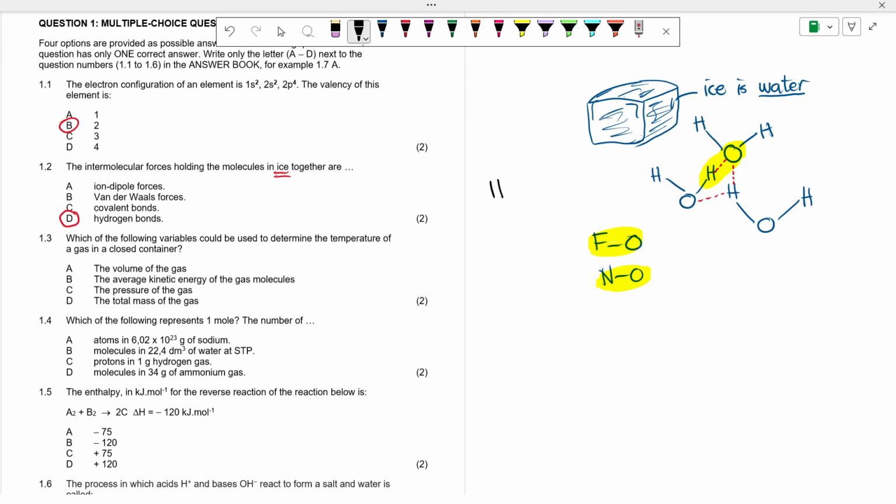Fluorine can come from hydrofluoric acid like this, and you can have, oh, actually I'm making a mistake. It should be fluorine to hydrogen, nitrogen to hydrogen, and then you have another adjacent HF molecule. So you have this intermolecular force connecting the two, and because it's between fluorine and hydrogen, it's called a hydrogen bond. Because it's between nitrogen and hydrogen, it's a hydrogen bond. Oxygen and hydrogen, hydrogen bond. Okay.